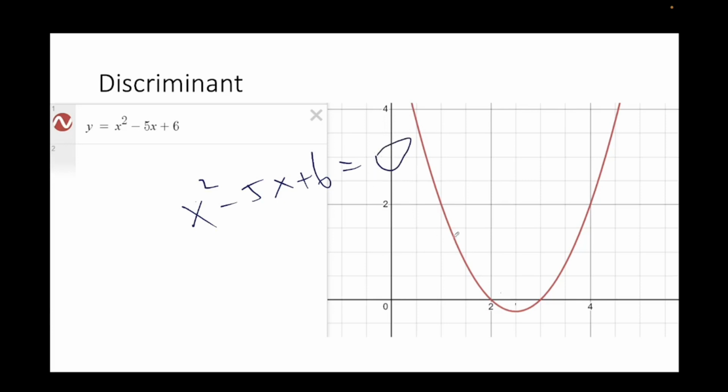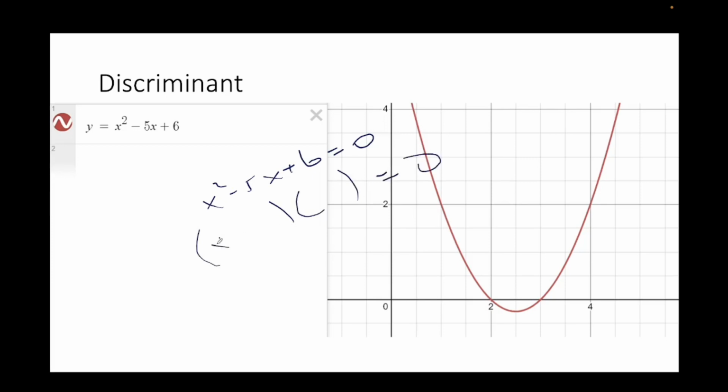See what I mean? Because this is the y equation. What's happening at the x-axis? At the intercepts, the y value is equal to 0. So you just make this equation equal to 0. See how that works? X squared minus 5x plus 6 equals 0. Just like that. Bracket, bracket, equals 0. X minus 2, x minus 3.